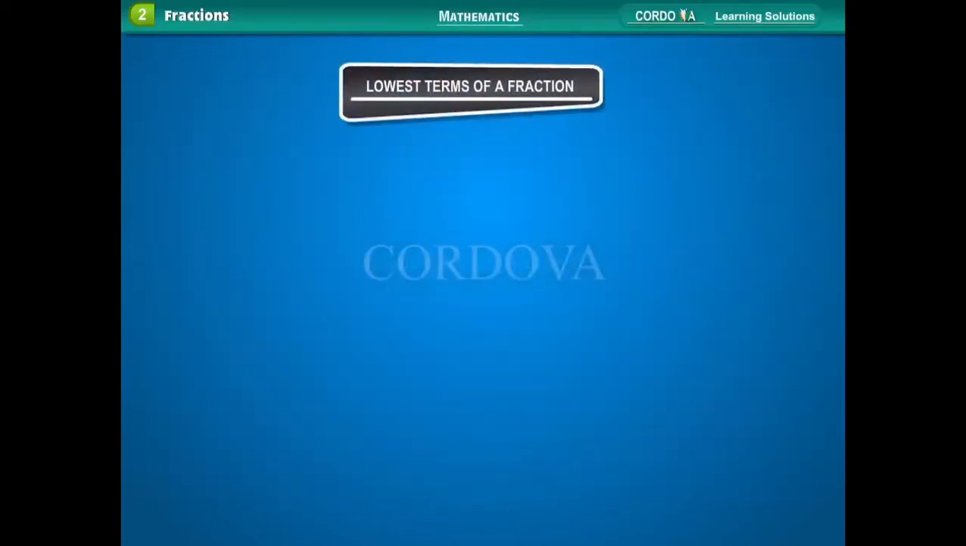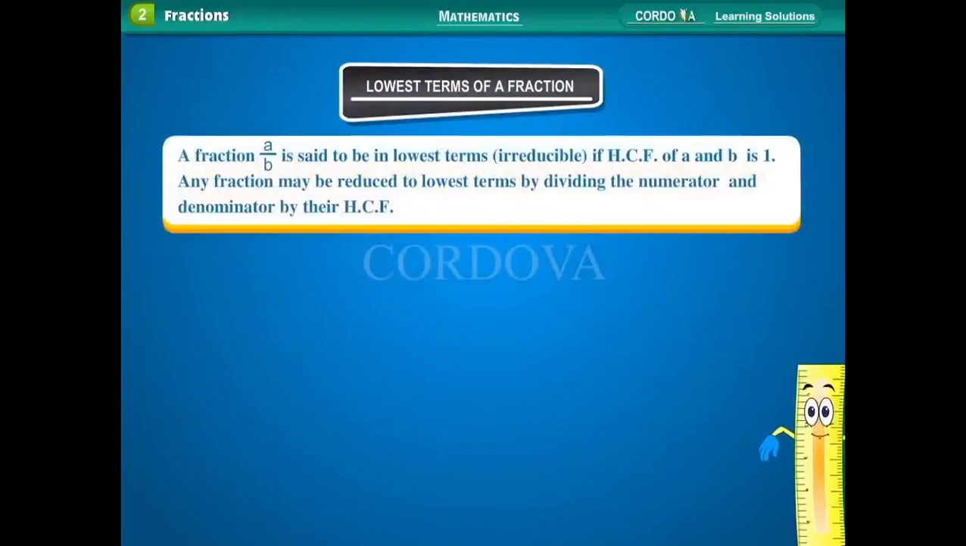Lowest terms of a fraction. A fraction a upon b is said to be in lowest terms, or irreducible, if the HCF of a and b is 1. Any fraction may be reduced to lowest terms by dividing the numerator and denominator by their HCF.